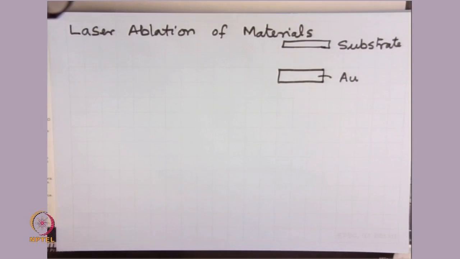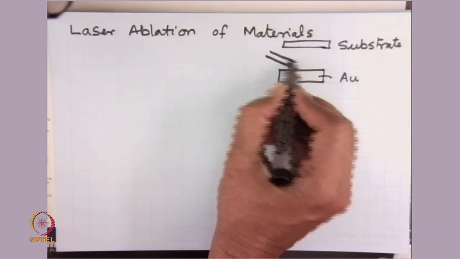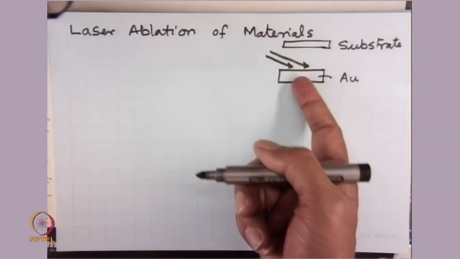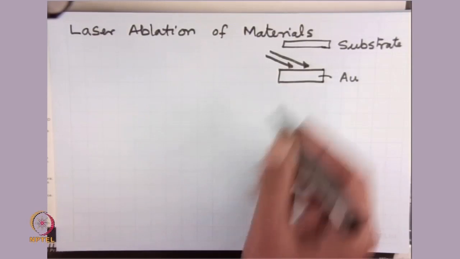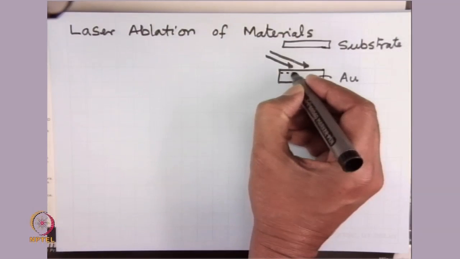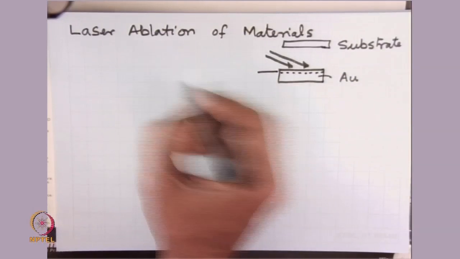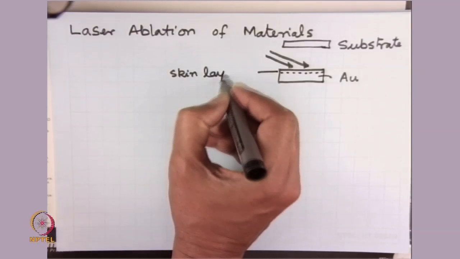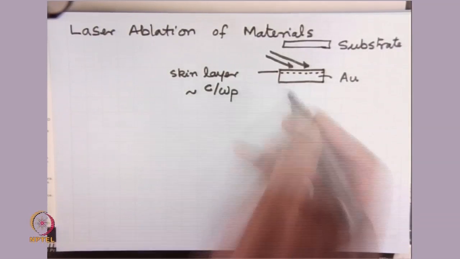What if I do? I shine laser light here, directly here. What will the laser do? If the plasma frequency of the material is bigger than the laser frequency, the laser will not penetrate much. It will penetrate only up to a skin layer. This is called the skin layer, of width c upon omega p, very little.